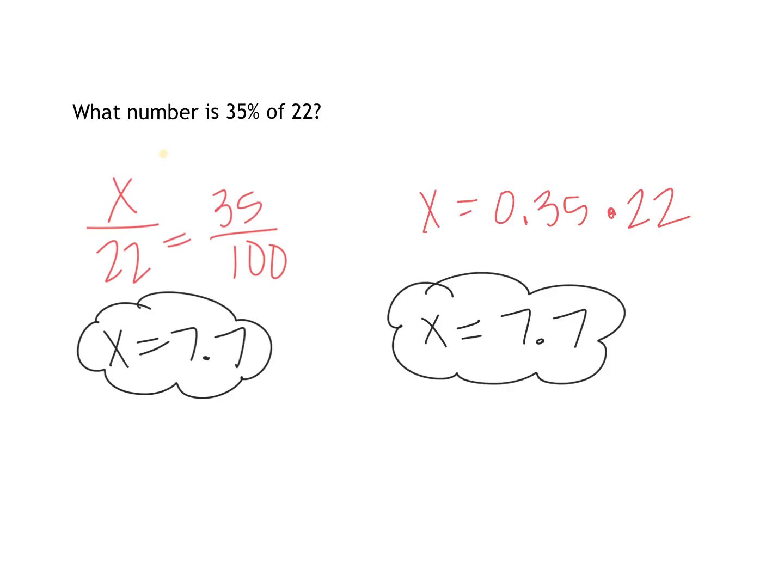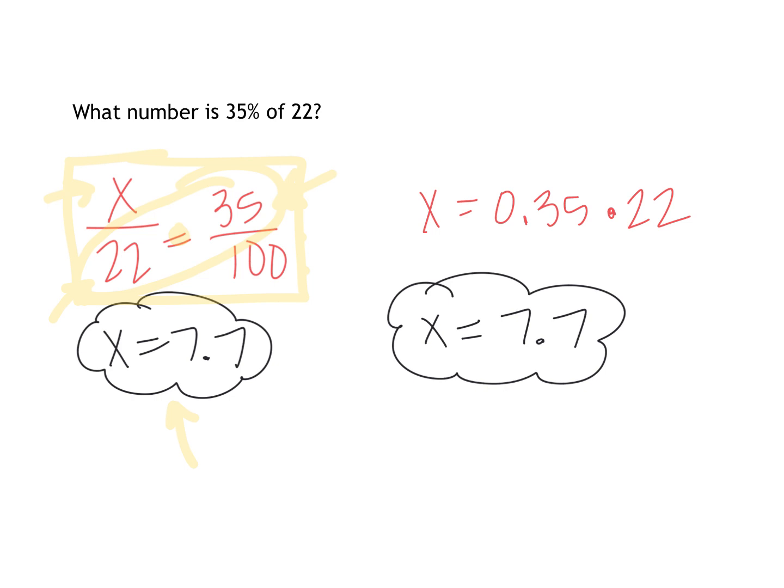Okay, for this one, this is how I set up the percent proportion. So what number is, I don't know what my part is. I know that the percent is 35, so that's easy. That's going to be over 100. And then the of 22, of is on the bottom. And so then I just multiplied 22 times 35, and then I divided it by 100, and I got 7.7.